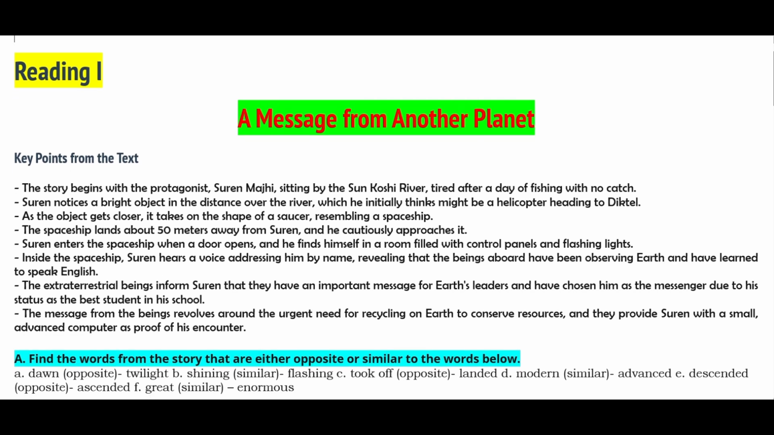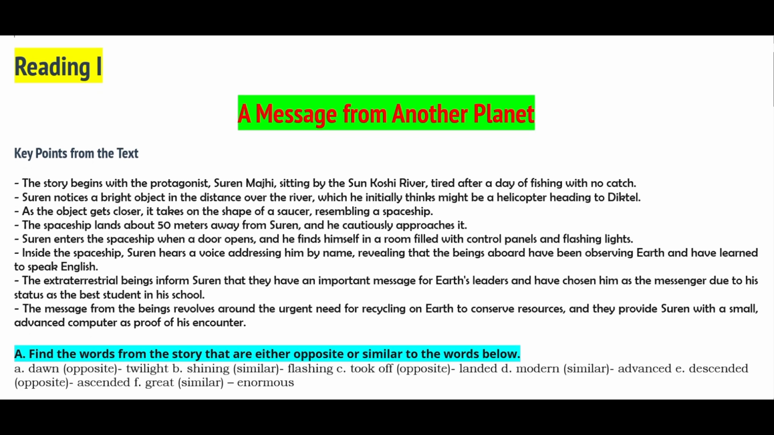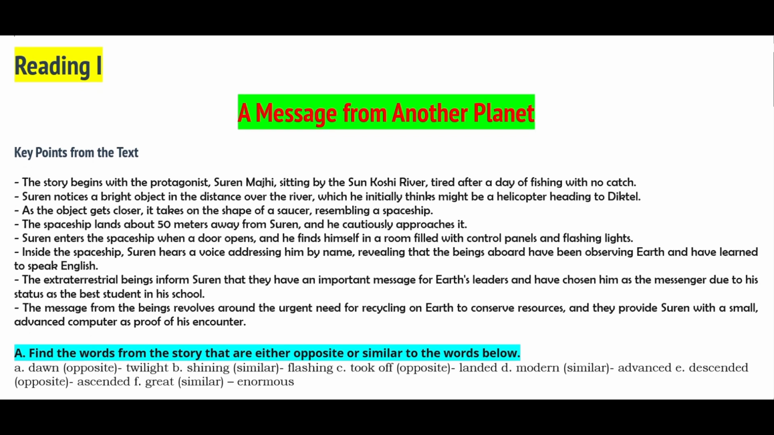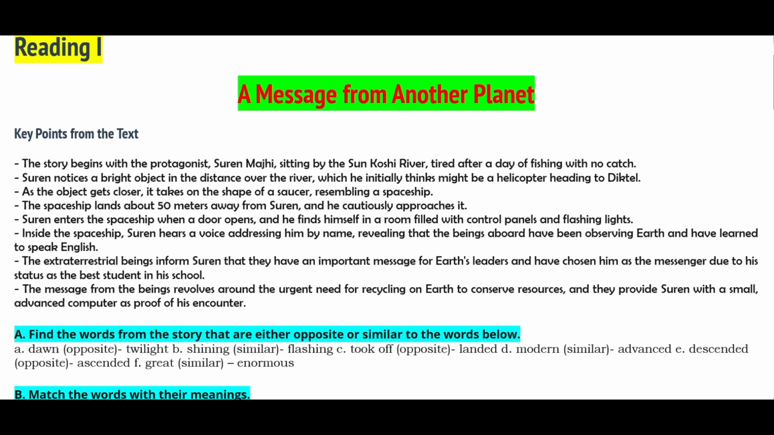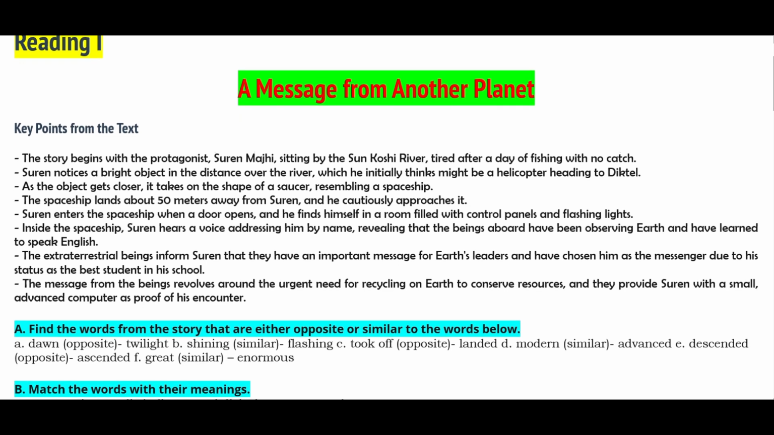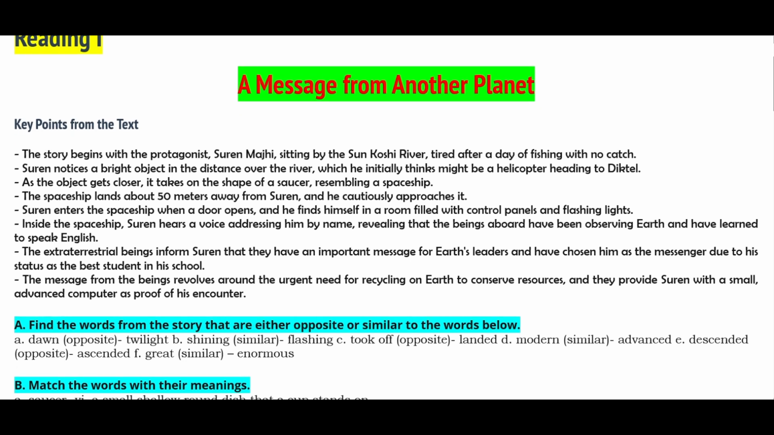A. Find the words from the story that are either opposite or similar to the words below. A. Dawn, opposite: twilight. B. Shining, similar: flashing. C. Took off, opposite: landed. D. Modern, similar: advanced. E. Descended, opposite: ascended. F. Great, similar: enormous.